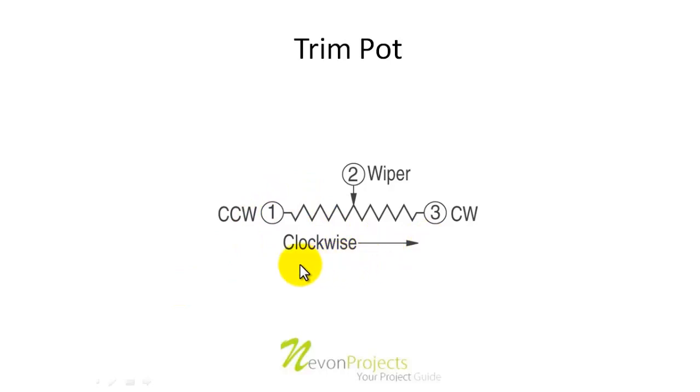As depicted in the figure, whenever the potential divider, that is the trim pot, is rotated clockwise, the wiper moves in this direction and approaches the voltage on pin number 3. Whenever the potentiometer is wound counterclockwise, it approaches this terminal and the voltage approaches the voltage at pin number 1. Now let us see a simulation of how a potentiometer works.